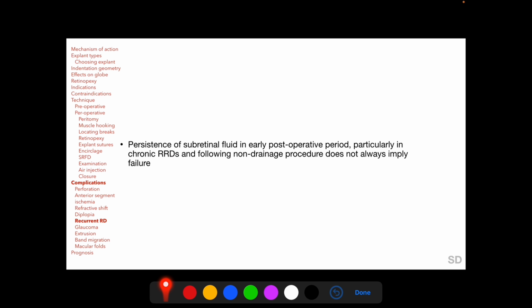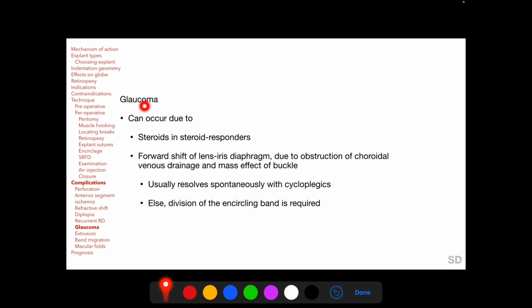failure of the procedure. Glaucoma following scleral buckling surgery can occur due to steroid administration in steroid responders, or due to forward shift of the lens iris diaphragm due to obstruction of choroidal venous drainage and the mass effect of the buckle. Forward shift of the lens iris diaphragm usually resolves spontaneously with cycloplegics, else division of the encircling band is required.